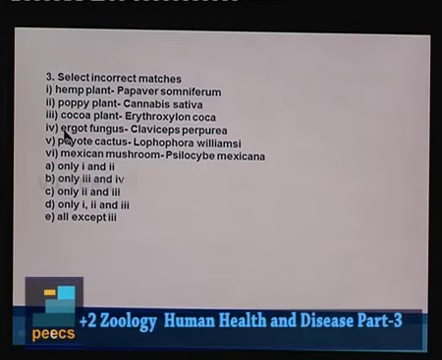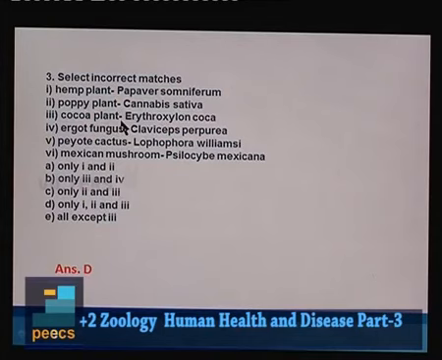What about the fourth one? Ergot fungus is correctly matched. For ergot fungus, the example is Claviceps purpurea. Peyote cactus is Lophophora williamsi. Mexican mushroom is Psilocybe mexicana. So, here the first three are incorrectly matched. So, the answer will be option D. Coca plant is scientifically known as Erythroxylon coca.